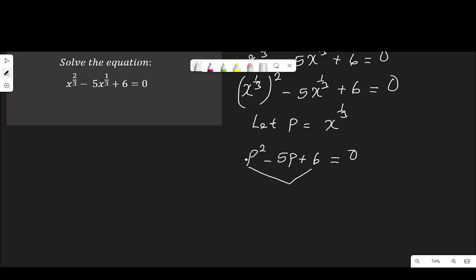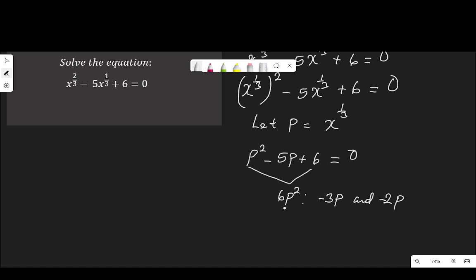My approach is to multiply the first term by the last term. p squared multiplied by 6 is 6p squared. Then I look for two factors of 6p squared that can add up to this middle term, negative 5p. The factors that can add up to 5p will be 3p and 2p. How can I add 3p and 2p to have negative 5p? Both of them have to be negative. Negative 3p plus negative 2p is negative 5p.